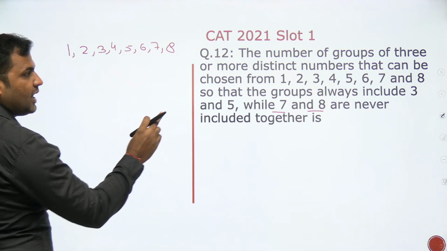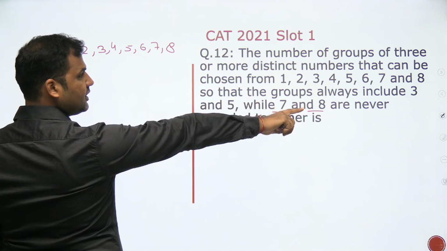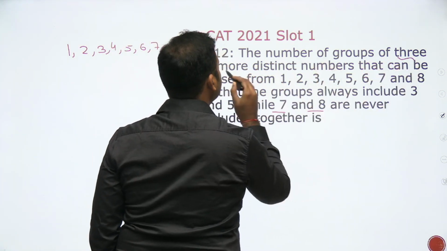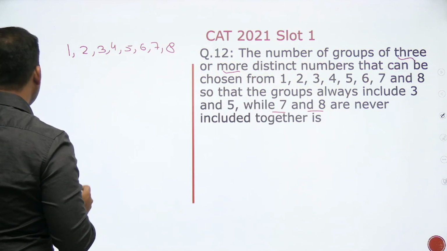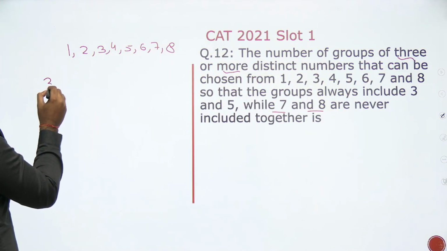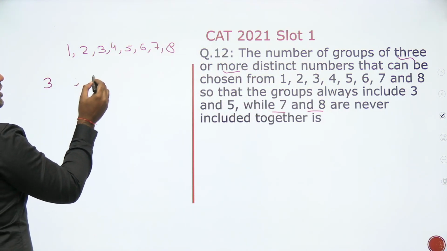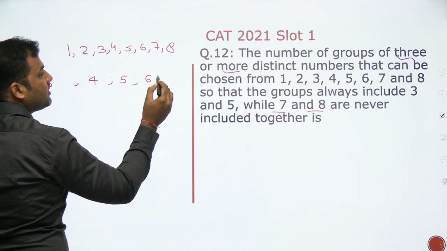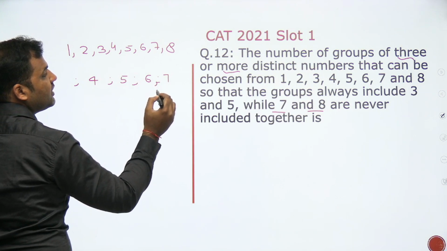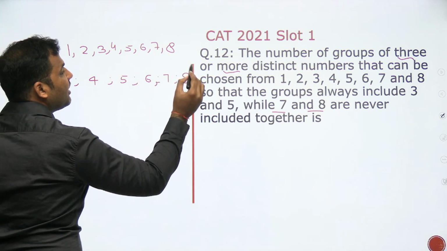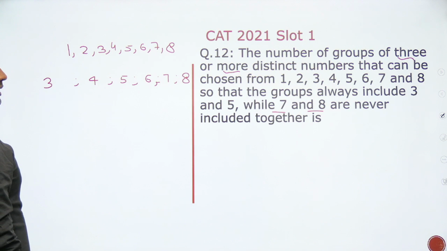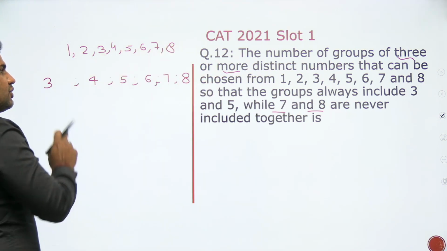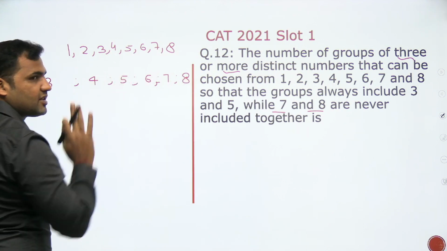I'm supposed to select numbers, right? I'm supposed to select 3 or more distinct numbers. So 3 or more means I can select 3 numbers. I can also select 4 numbers. I can also select 5 numbers. I can also select 6 numbers. I can also select 7 numbers. I can also select 8 numbers, right? If I'm supposed to select 3 or more numbers, because total numbers are given to me as 8. So these are the different numbers I can select.